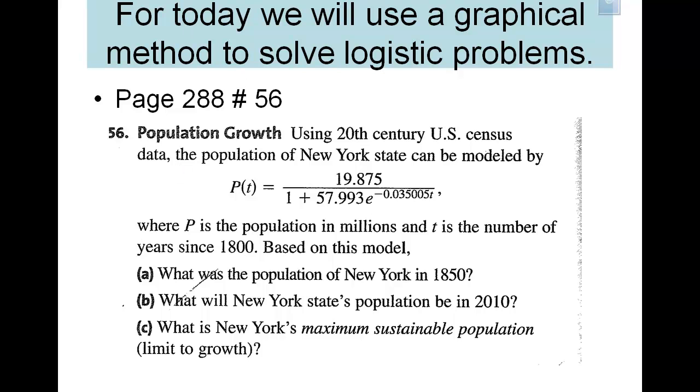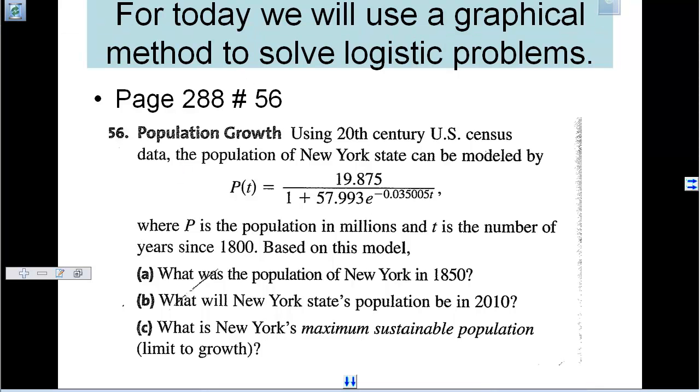This problem we're going to look at uses the graphical method to solve the logistic problem. So first thing we want to do is look at our situation. We've got a population growth. The 20th century U.S. Census data, the population in New York State, could be modeled by this logistics function below. P is the population in millions, and T is the number of years since 1800. That's important to know when we think about the values that we're going to plug in to our equation. So based on this model, we want to think about the answers to these questions.